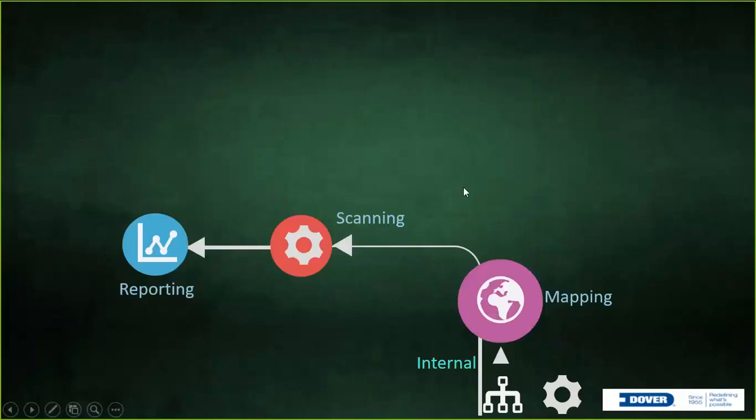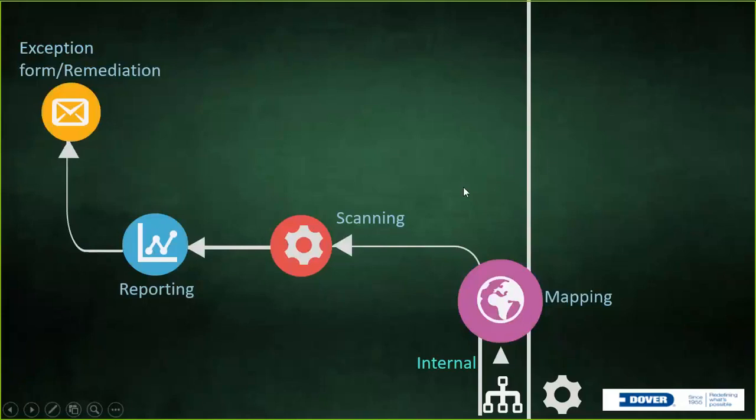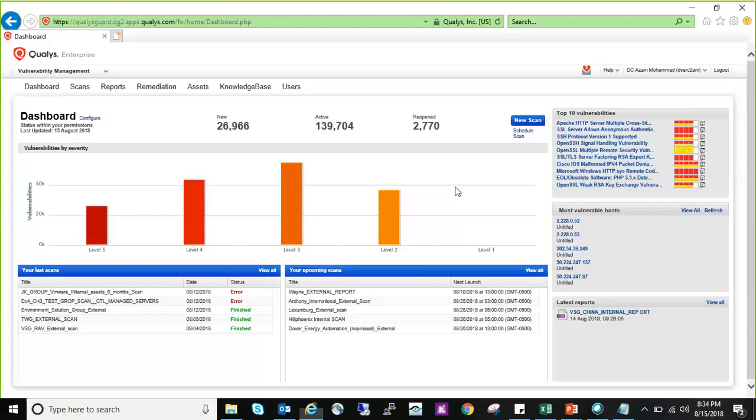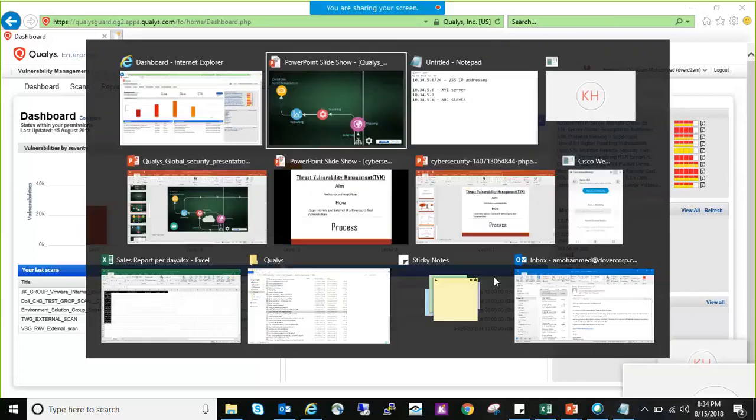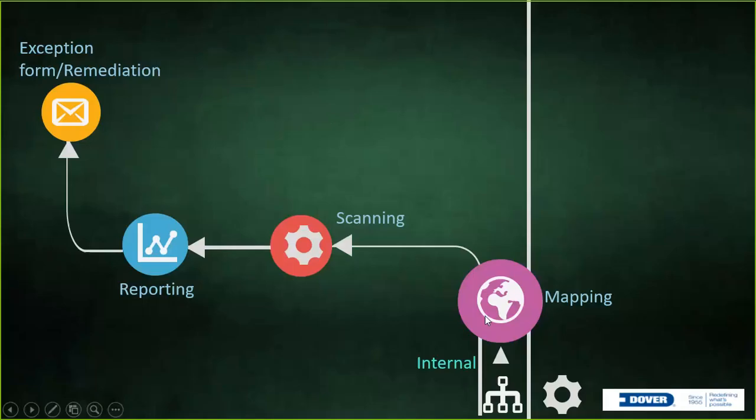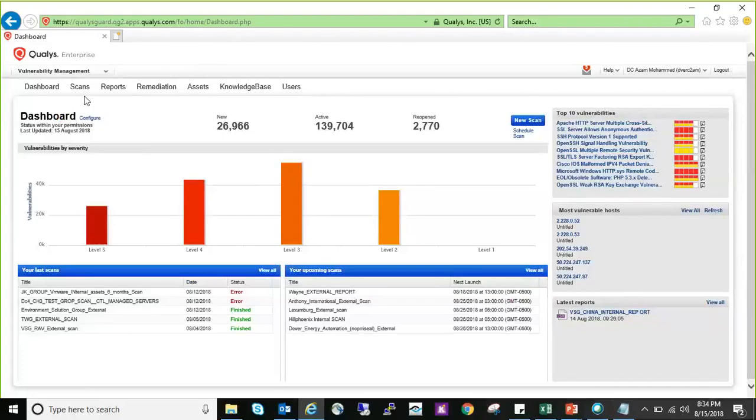Okay, so I guess everyone is now familiar with the whole process. I'm going to jump to the tool right now. So this is how it looks. I hope everyone can see the Qualys Enterprise screen that I'm showing right now. Great. Now what I'm going to do is match the process, every step, with the tool, so everyone is on the same page.